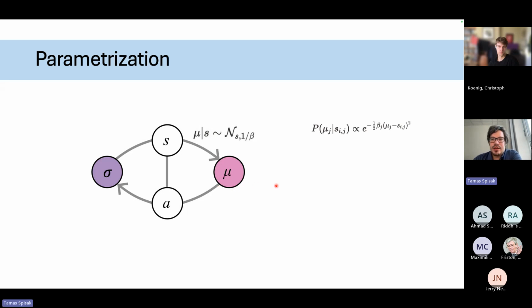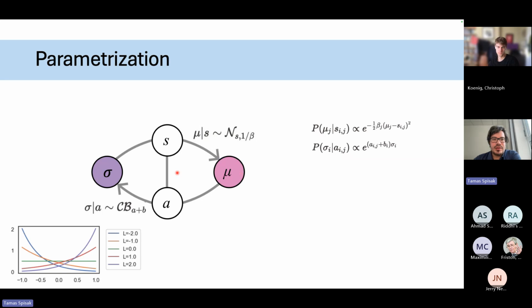so it follows a normal distribution, and the inverse of the variance of this normal distribution is the precision of information integration, and the mean of this distribution will be basically biased by, or shifted by, the sensory state.